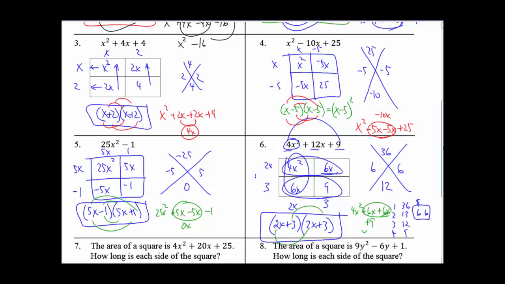Check out 3. You should have gotten x plus 2 times x plus 2, which actually we can write x plus 2 squared. Number 4, you should have gotten x minus 5 times x minus 5, which is again really x minus 5 squared. And number 5, you should have gotten 5x minus 1 times 5x plus 1. Hey, make sure you have the box method. Make sure you show your work. Make sure you multiply to check your answer, like I did in 5 right here and all the other ones. Good job. All right, let's jump down to 7.